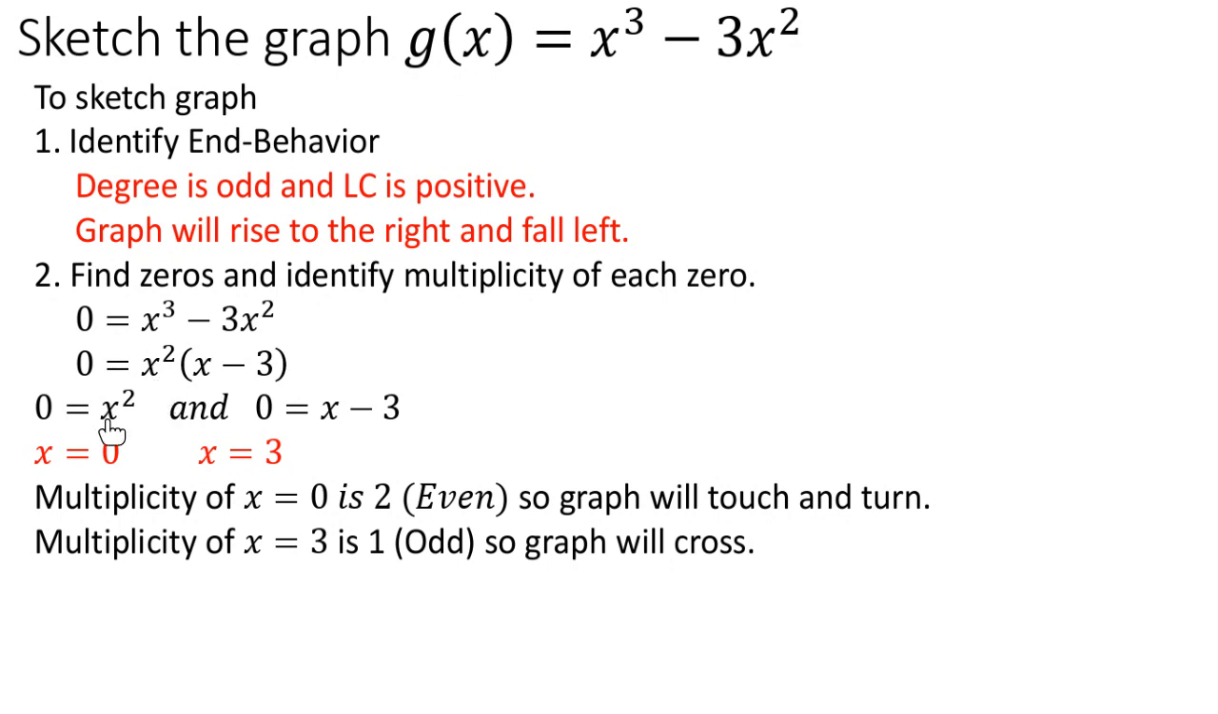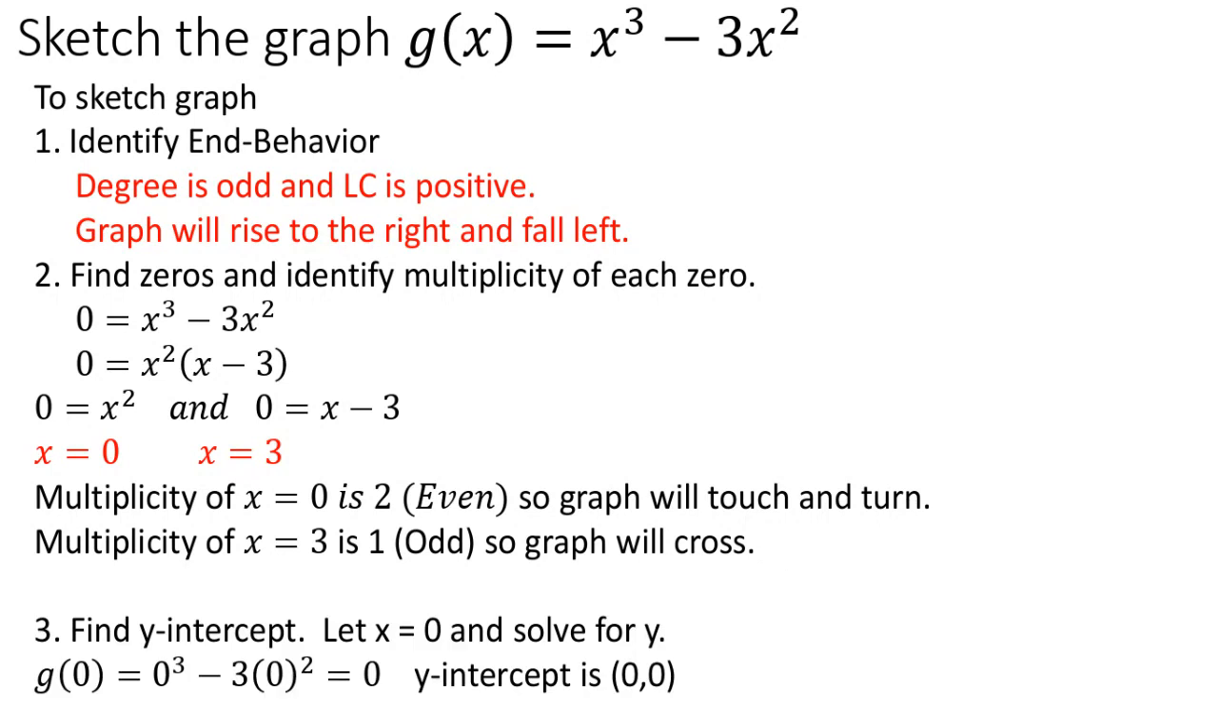I can set this equal to 0, so I get x squared equal to 0, and x minus 3 equal to 0. If I solve for x, I get x equals 0 and x equals 3. For x equals 0, don't forget, since this is squared, that means you have multiplicity 2. So the multiplicity is even, so the graph is going to touch and turn. And then x equals 3 is odd, so the graph is going to cross. Okay, and then we'll put this together in a second.